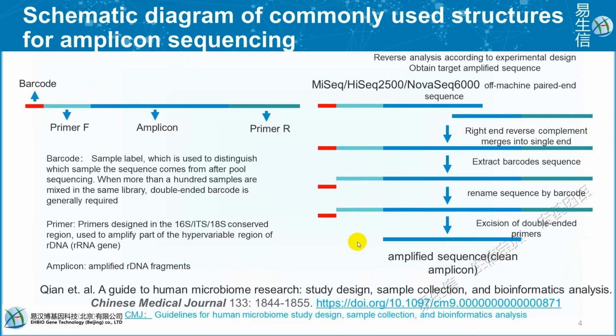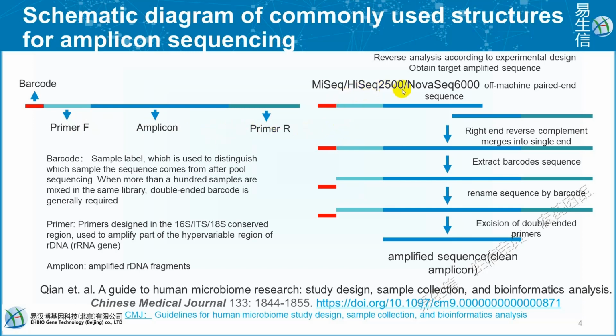This is the schematic diagram of the commonly used structure for amplicon sequencing. You can see this line. The red indicates the barcode. A barcode is a sample label used to distinguish which sample the sequence comes from after pooled sequencing. When more than 100 samples are mixed in the same library, double-end barcodes are generally recommended. This is the forward primer, and this R stands for the reverse primer. Primers are designed in the 16S, ITS, or 18S conserved regions and used to amplify part of the hypervariable region of ribosomal DNA or ribosomal RNA. Amplicons are amplified ribosomal DNA fragments.